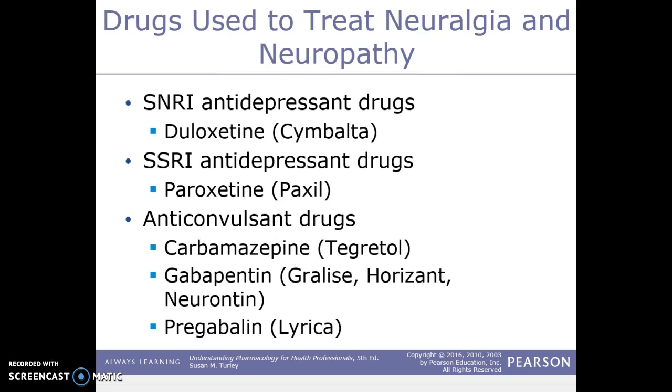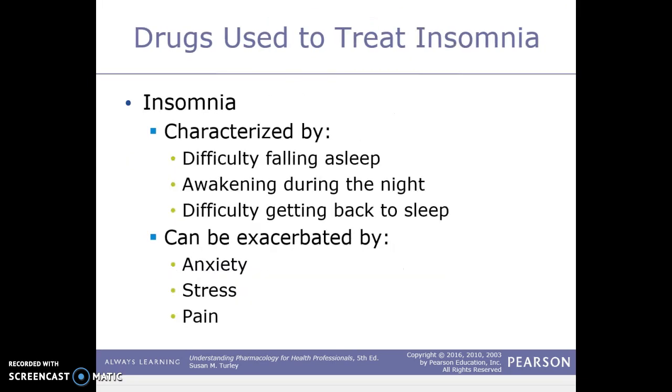And then the last category that you're going to see in this chapter is drugs that are used to treat insomnia. Basically, that just means you can't fall asleep, right? Or waking up during the night and not being able to go back to sleep. And it can happen for a lot of different reasons, and they give you a few here: anxiety, stress, pain. So we're using a lot of different things depending on what the cause is. So you'll find that Ambien is in this group, Lunesta, and then Benadryl, melatonin, those types of things.